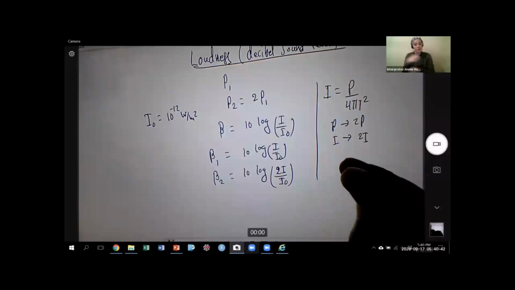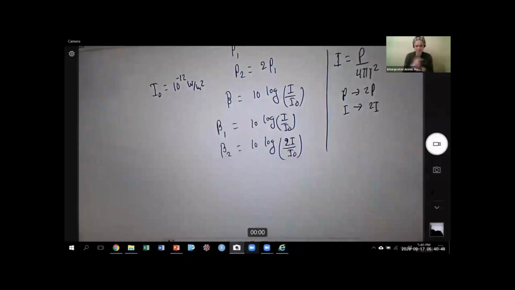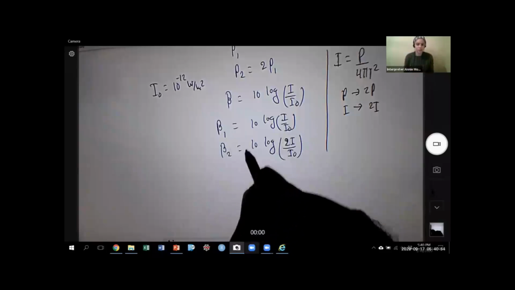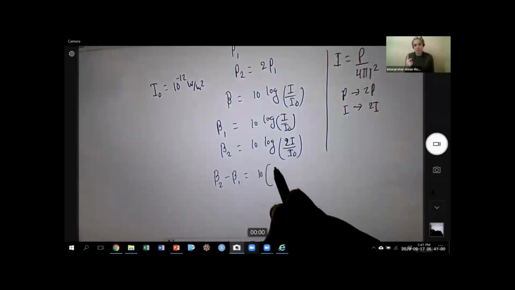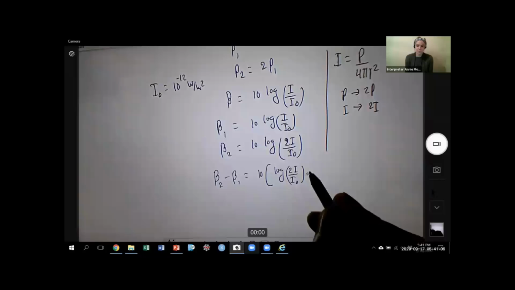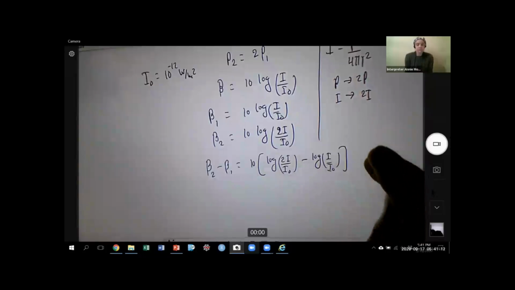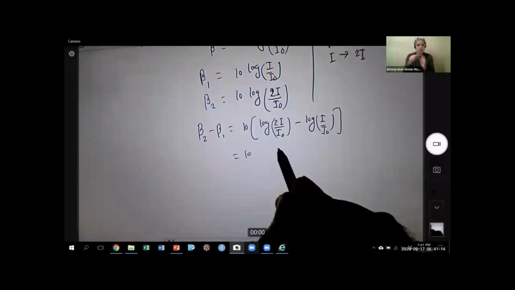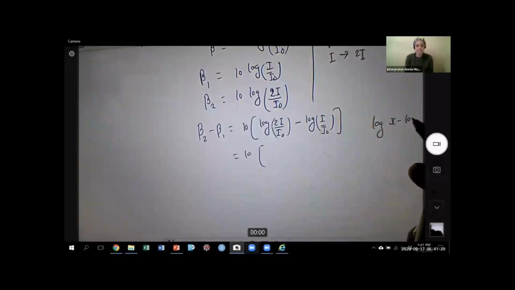But the question is, by how much will the loudness increase? Loudness will not be doubled, definitely. But by how much? Let's see. Then you just take the difference: beta 2 minus beta 1. 10 is common. Log twice I over I naught minus log I over I naught. And then we just use some log properties. Log x minus log y is what? Log x over y.